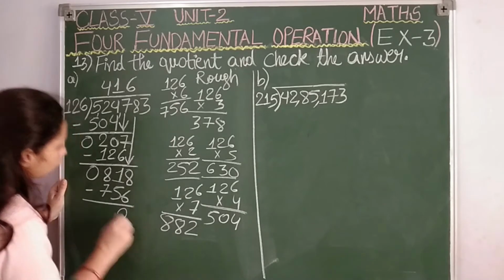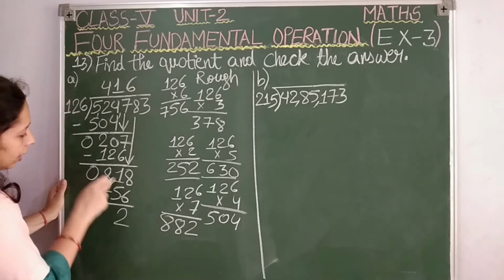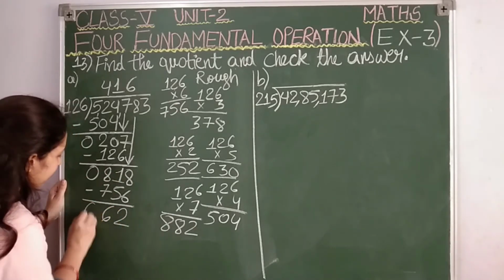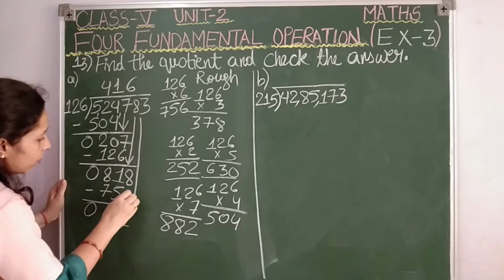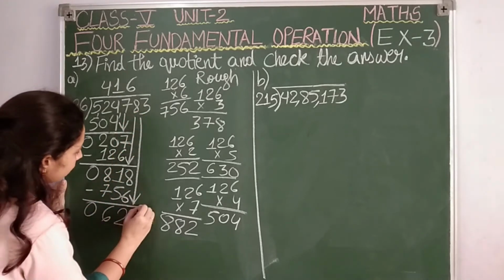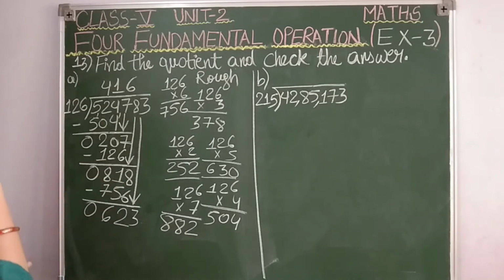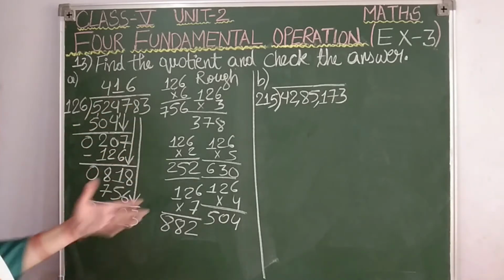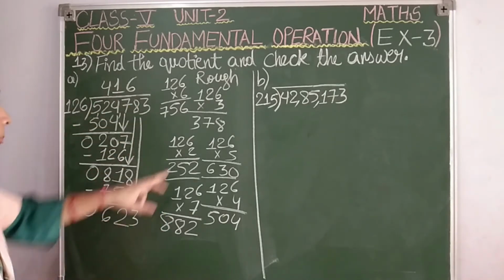8 minus 6 is 2. Borrow 1, it will become 11. 11 minus 5 will give you 6. Here 7 minus 7 is 0. Now the last number from the dividend, students. 623. Here I have to find various multiples, so let us match.